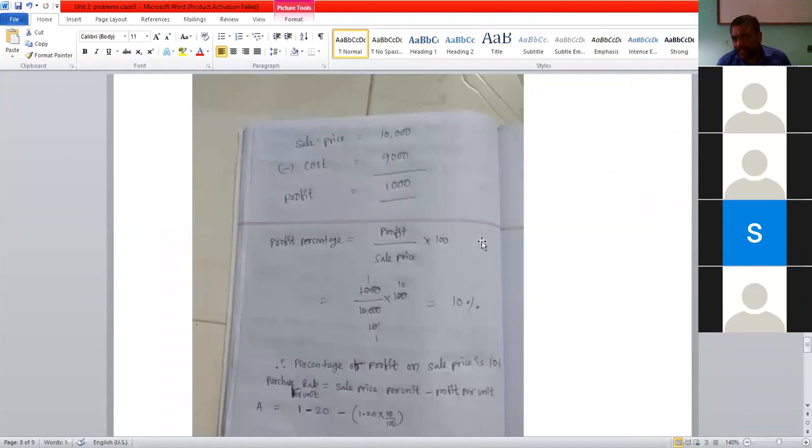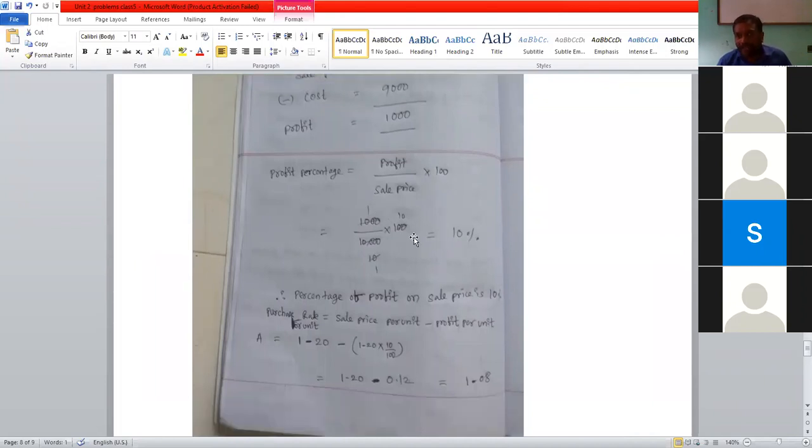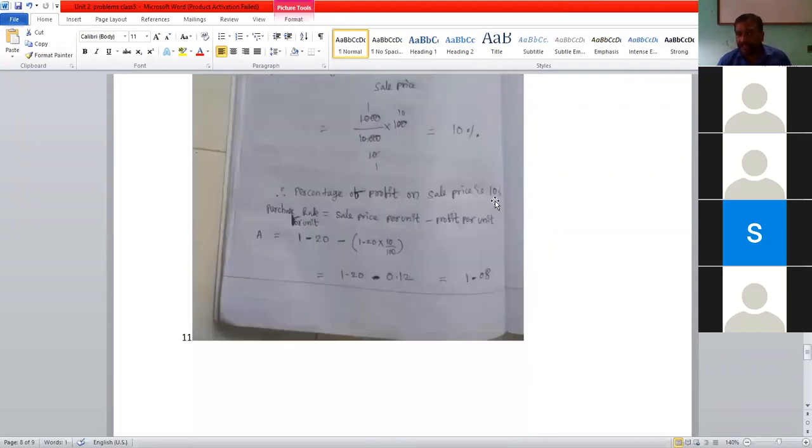This we already went through in our aptitude classes. The profit percentage is equal to profit by sale price into 100. So 1,000 is the profit. Sale price is 10,000 into 100. You are getting 10%. So the percentage of profit on sale price is 10%. So just now see here, purchase rate per unit is sale price per unit minus profit per unit. Sale price per unit minus profit per unit. So here 1 rupee 20 paise, 10% means 0.12.